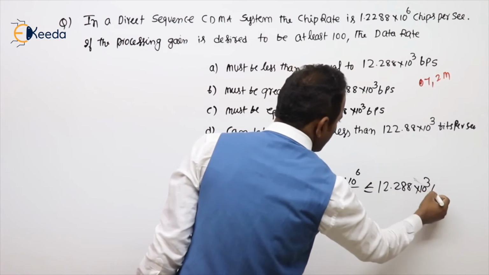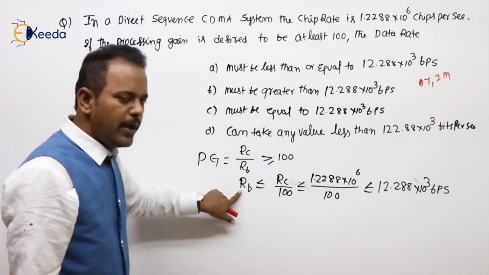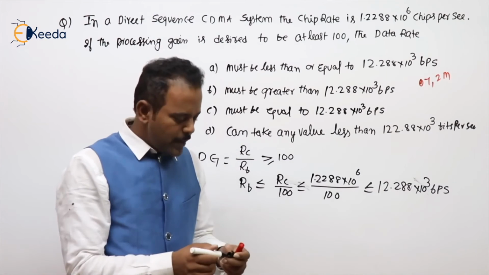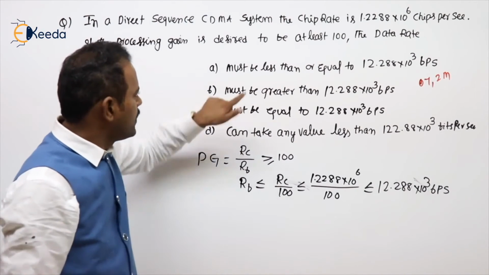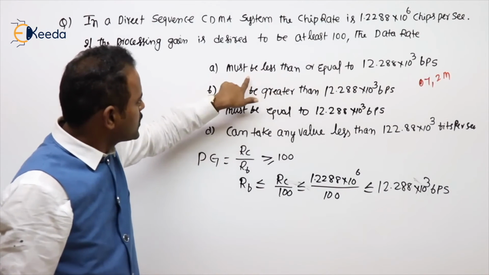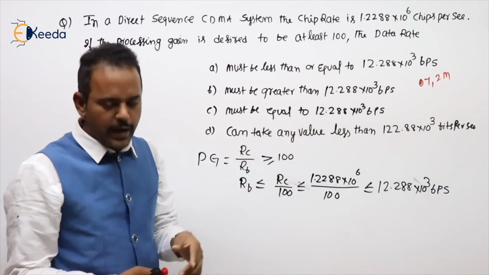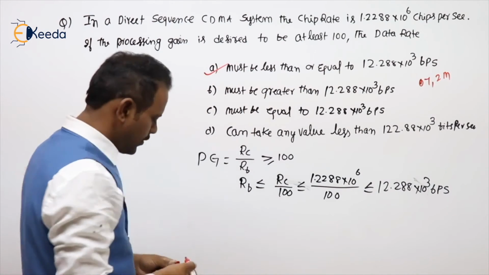RB you can write. Bit rate means bits per second. So the RB value may be less than or equal to that. So it must be less than or equal to 12.288 into 10 power 3 bits per sample. So option A is the correct one.